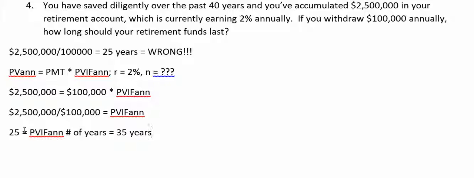Which is an entire decade longer than 25 years. So that's hopefully showing you how the interest that we're earning on that $2.5 million is again working in our favor. It's going to make our money last 35 years compared to the 25 years if it hadn't paid us any interest at all.